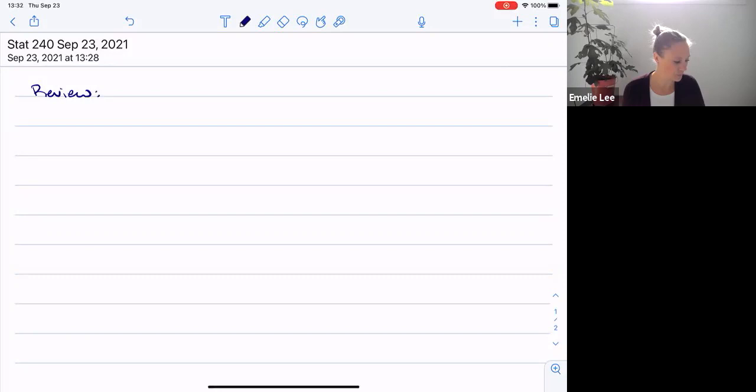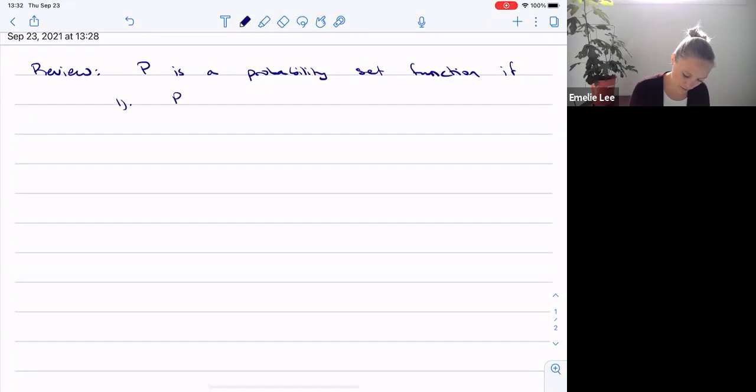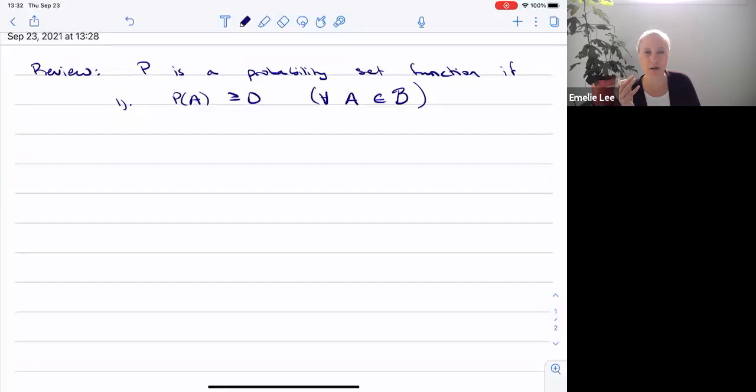P, as in the P of A is usually how we denote it generically, P is a probability set function if, first of all, the probability of A, so some set A, is greater than or equal to zero. And we added, I'm going to put it in brackets here, that's of course for all A that are elements of this fancy B, where B was the set of all possible subsets in the sample space, right? So you'd have to go back and review that if that doesn't sound familiar. But for right now, I just want to focus on, okay, the probability of A has to be greater than or equal to zero, if P is a probability set function. Okay.